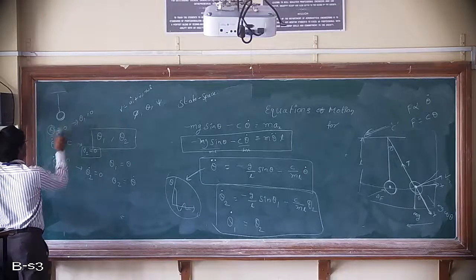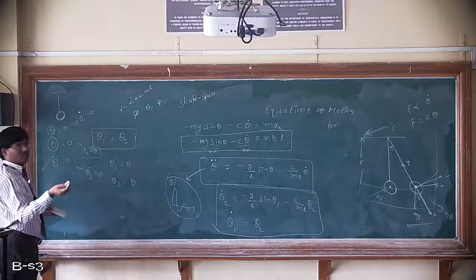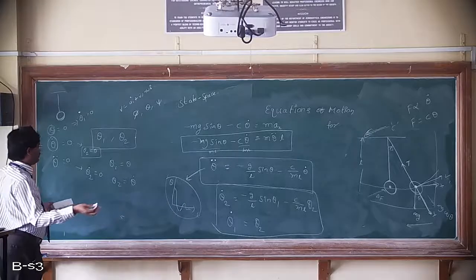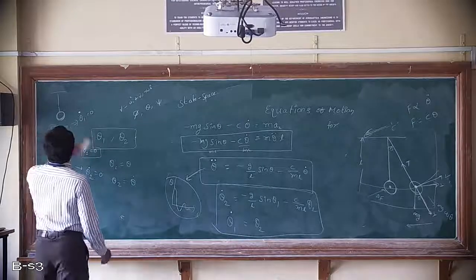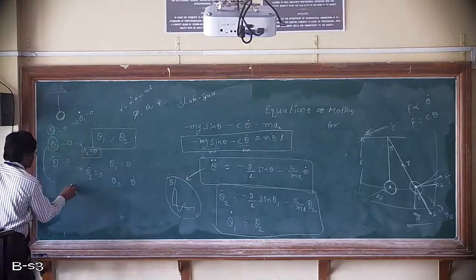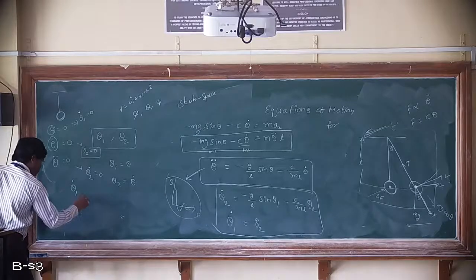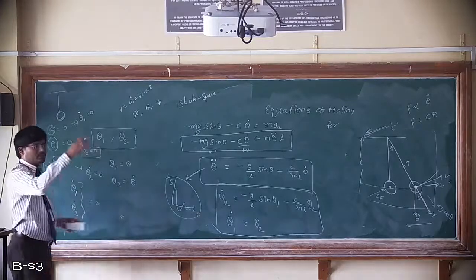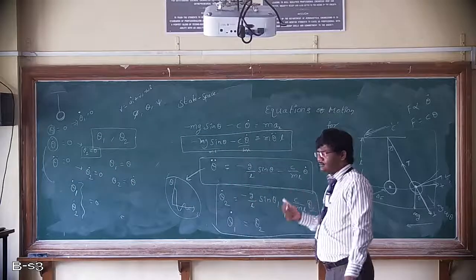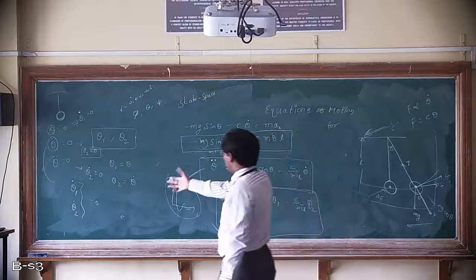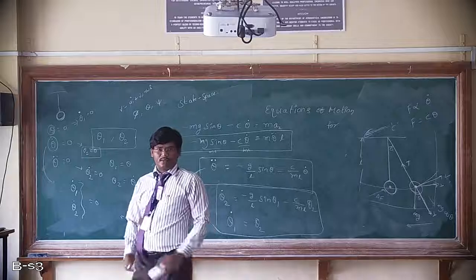Theta is nothing but theta 1. Theta dot is nothing but theta 1 dot. Theta 1 dot and theta 2 are both the same. So from this you can say the rates of change of the state variables, theta 1 dot and theta 2 dot, are 0 at the equilibrium condition. Can I say like that? Just think about it. At the equilibrium condition, theta 1 dot and theta 2 dot are 0. Are you getting it?